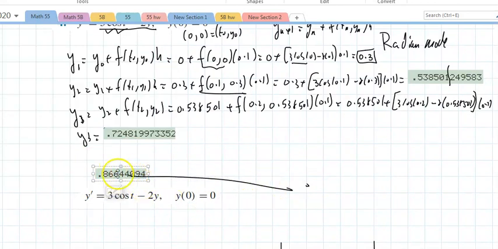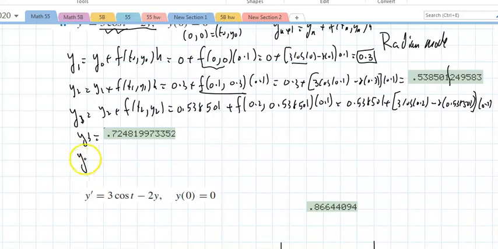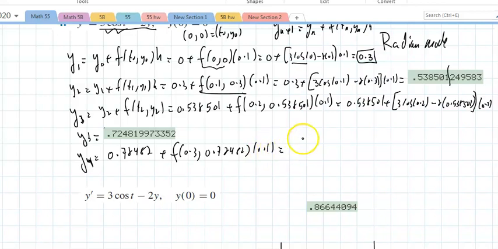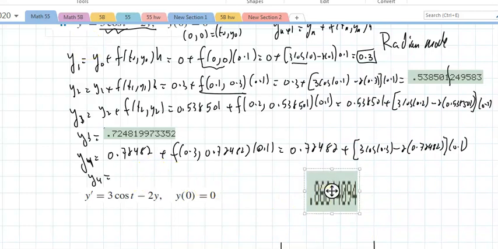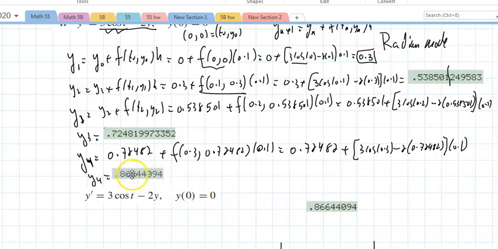And if I go by and I do the last approximation, okay, this is giving me a hard time. If I go for y sub 4, that's going to be y sub 3. Y sub 3 is 0.72482 plus f of 0.3, 0.72482 times 0.1. That will be 0.72482 plus f of, and that's going to be 3 times the cosine of 0.3 minus 2 times 0.72482, all multiplied by 0.1. And if I plug this in my calculator, y sub 4 will turn out to be, I shouldn't have moved that, huh? There it is.